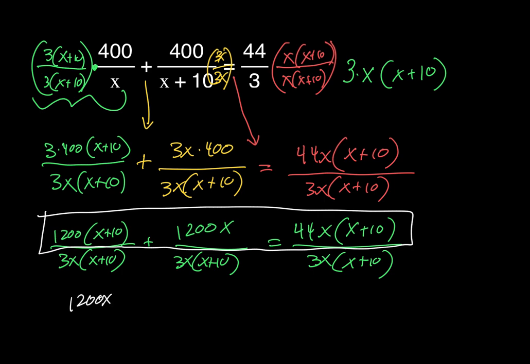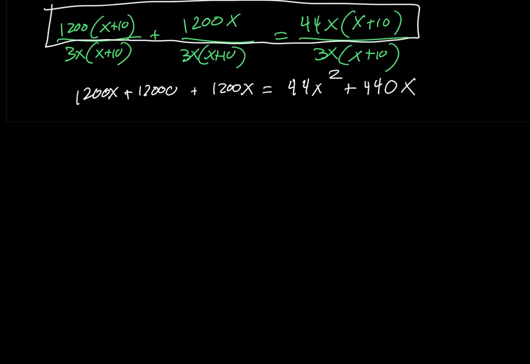1200x right here, and then 1200 times 10, which will be 12,000, plus 1200x equals, distributive property, 44x squared plus 440x. Now I have a quadratic. To solve a quadratic, move everything over and set it equal to 0.